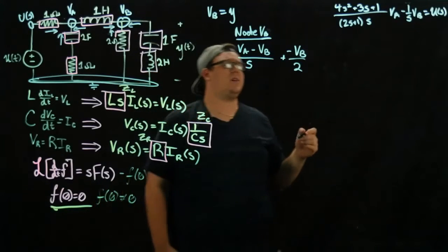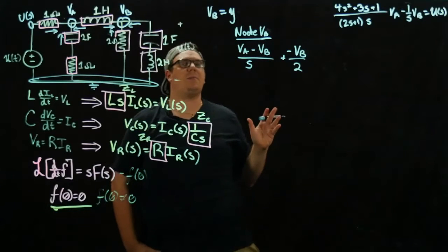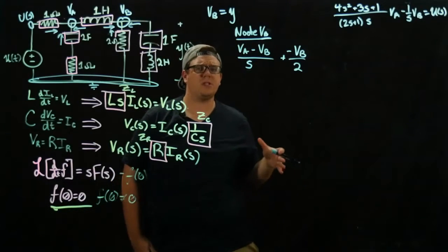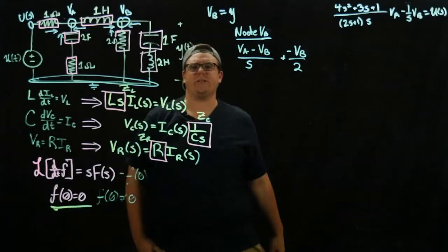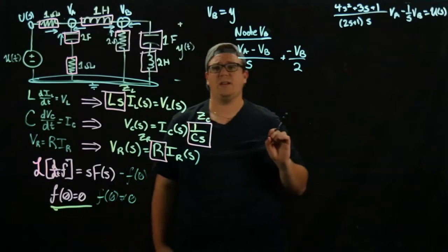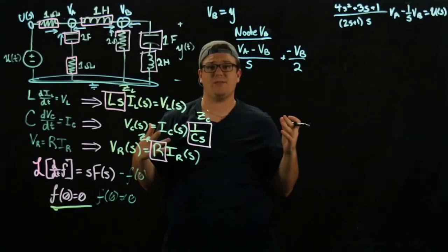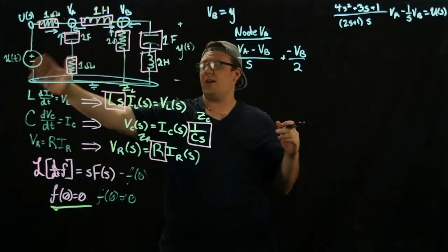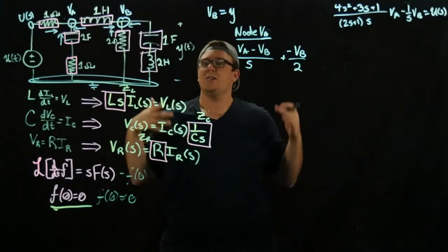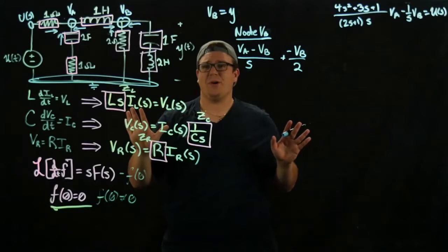I'm leaving off units here because the units end up being some weird combination of radians per second and ohms, and it just confuses things, so we're going to get the units right at the end. But what's nice about a transfer function, because it's a voltage divided by a voltage, it's actually unitless. So assuming we did everything right, we shouldn't have to worry about units at all here.